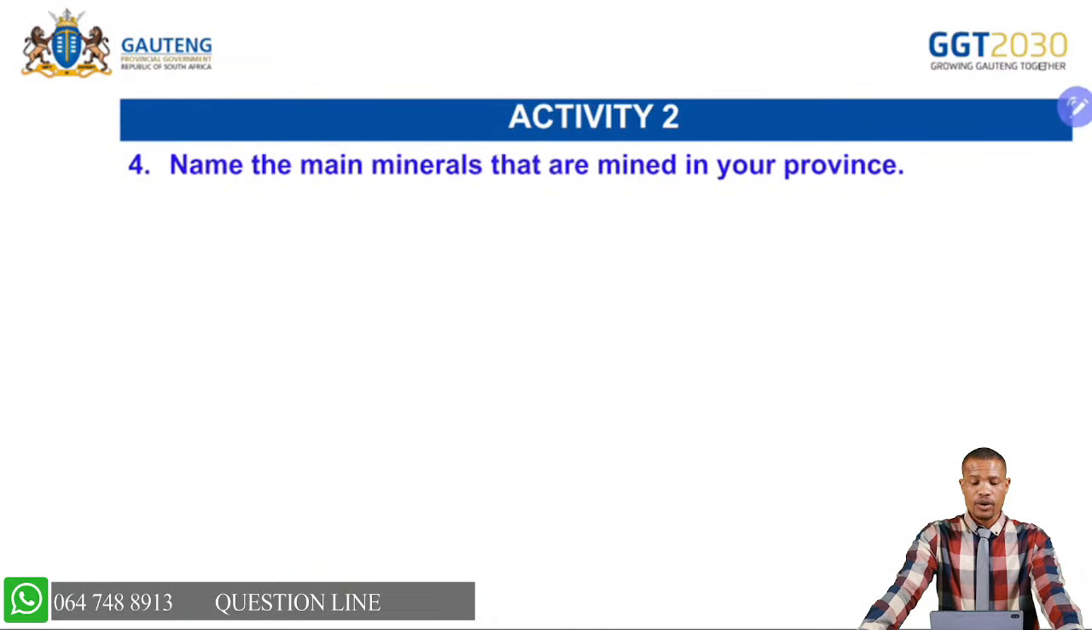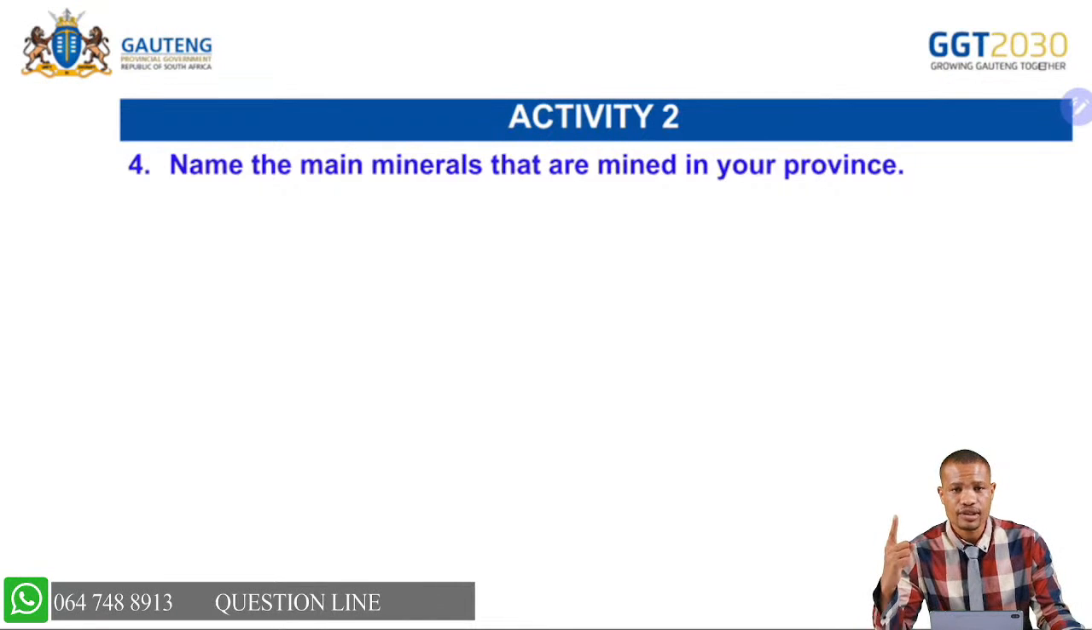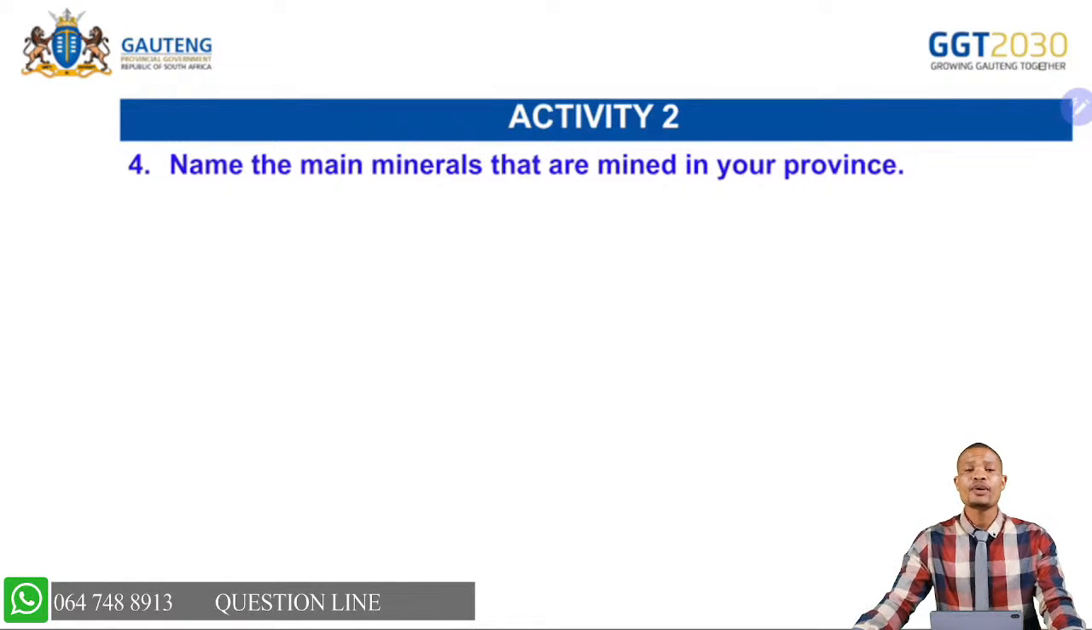Question 4. Name the main minerals that are mined in your province. This one I'm leaving to you. What is the main mineral that is mined in your province? First, you need to remember what your province is. And then second, you need to know what is the main mineral that is mined in your province. The province is Gauteng, okay? And the mineral is, say it with me, gold.